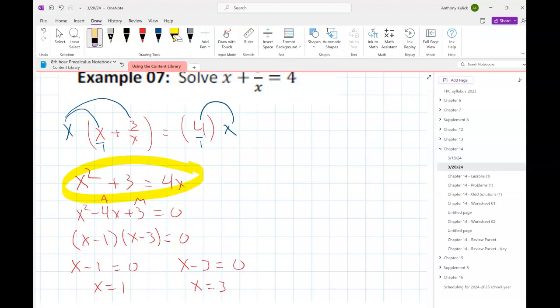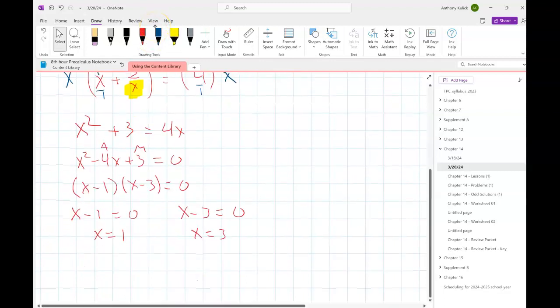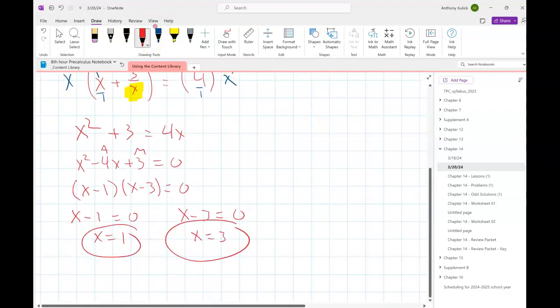All I need to do is go back to my original equation and make sure that when I plug x's into the denominator, I don't end up with a 0 denominator. So if I plug 1 in for x, does that give me 0? No. If I plug 3 in for x, does that give me 0? No. So both of these answers are correct and acceptable. I am finished.